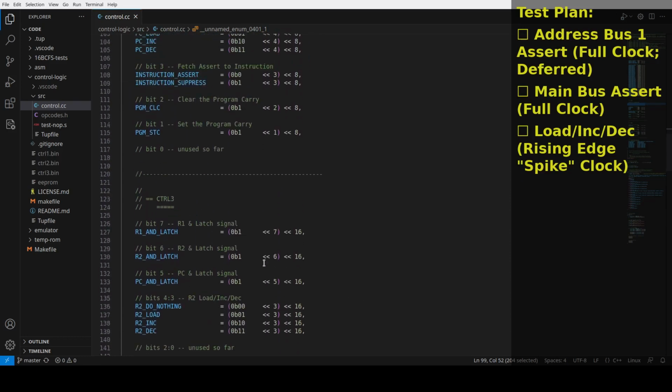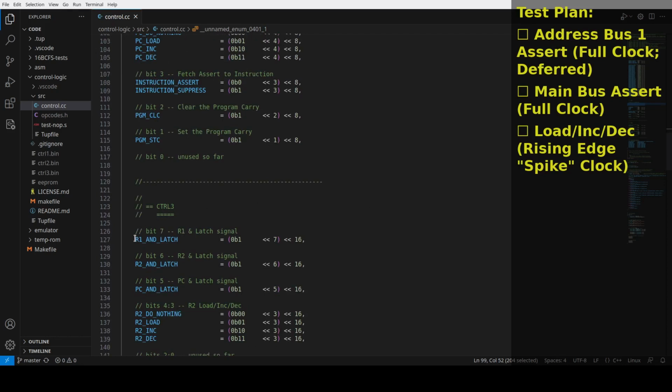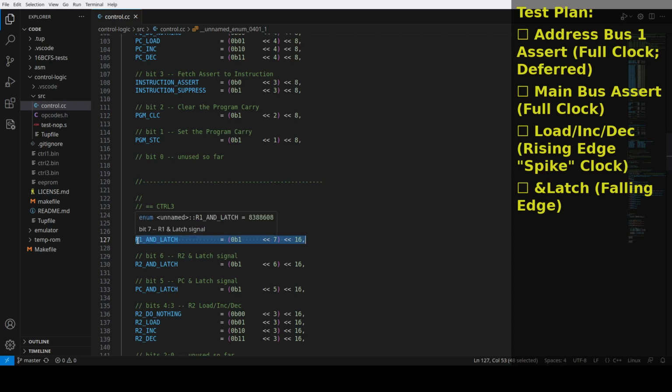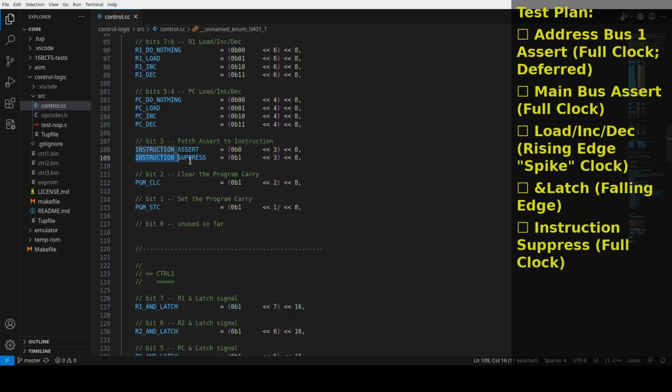The next signal I want to look at is the AND latch signal. Now this is supposed to happen on the falling edge of the clock, so that as that signal falls, the contents on the bus is latched into whatever register and then turned around and settled ahead of the next clock cycle. Now I also have an instruction suppress signal that I need to look at. I believe that is working exactly the way I need it to.